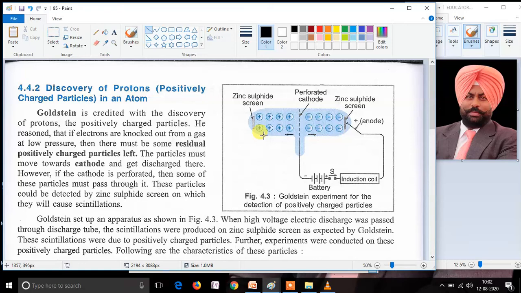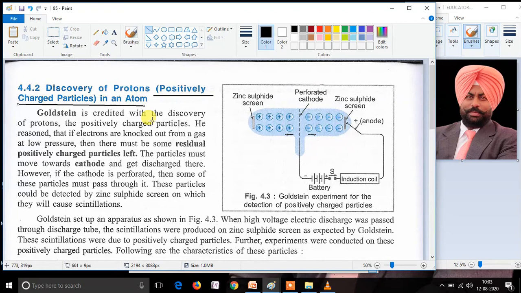Hello everyone. In this video, we are going to discuss some topics of chapter number 4, Atomic Structure, from the book A New Approach to ICSE Chemistry, class 9th. And in this video, we are going to discuss the first topic, that is positively charged particles in an atom.